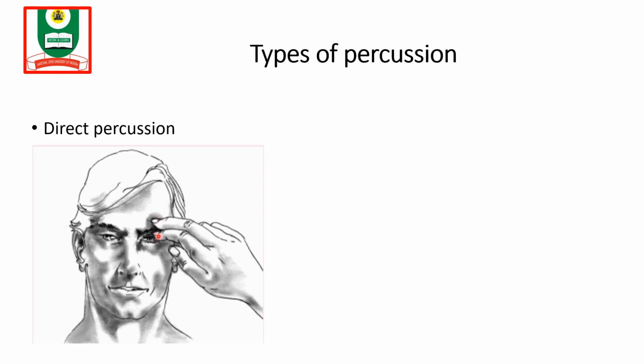I'm sure you still remember the previous slide that showed the different parts of the hand. So you use the pad of the hand to percuss and tap the place you want to assess, and you'll be able to determine if the sound you are hearing from that site is okay or not. Actually, the area you want to assess and exactly what you want to achieve determine the type of percussion you conduct.